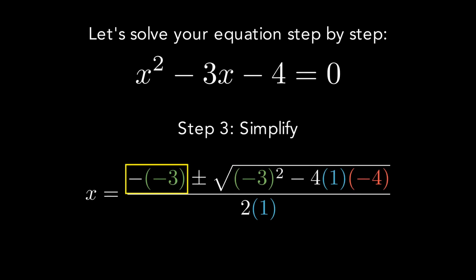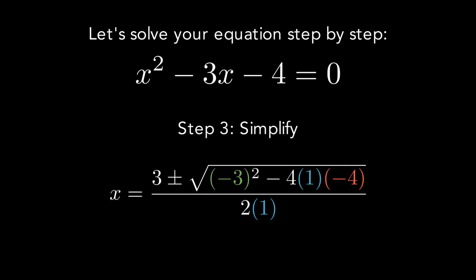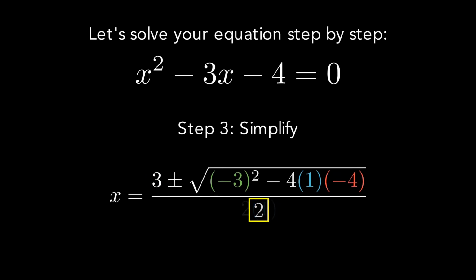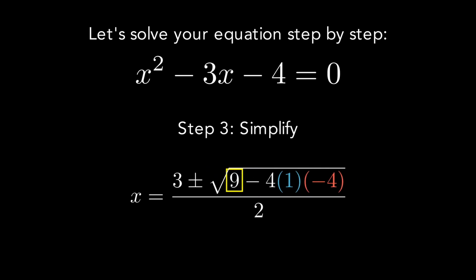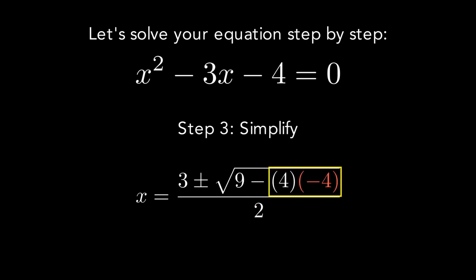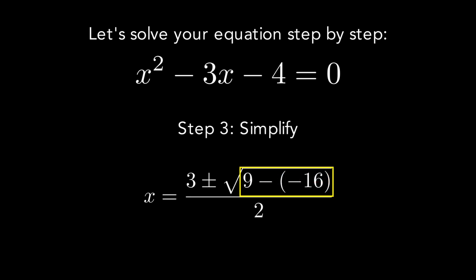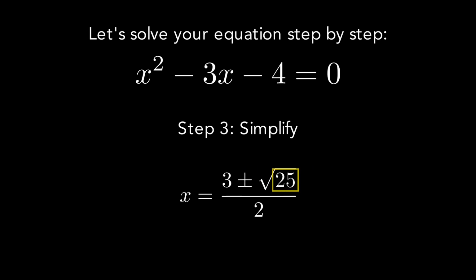The negative of negative 3 is 3. On the bottom we have 2 times 1, which simplifies to 2. Now inside the radical, let's start with negative 3 squared, which is 9. Then 4 times 1 is 4. 4 times negative 4 is negative 16. 9 minus negative 16 is equal to 25. The square root of 25 is 5.